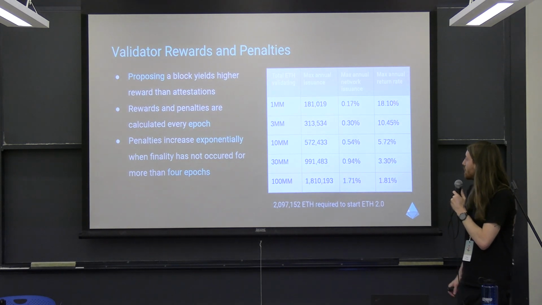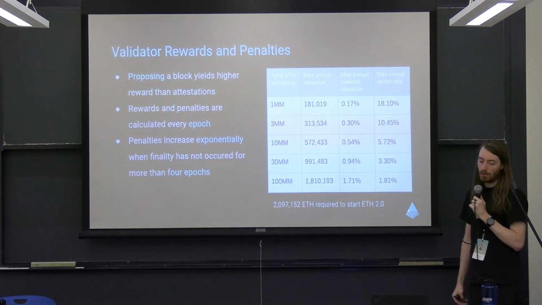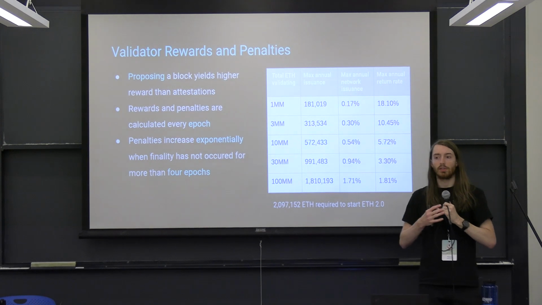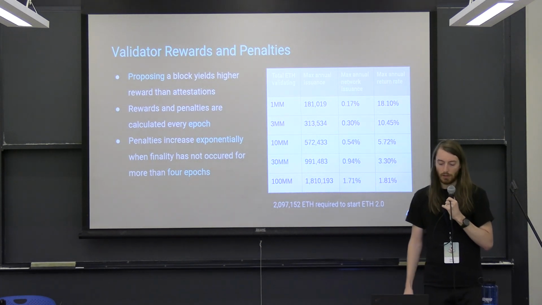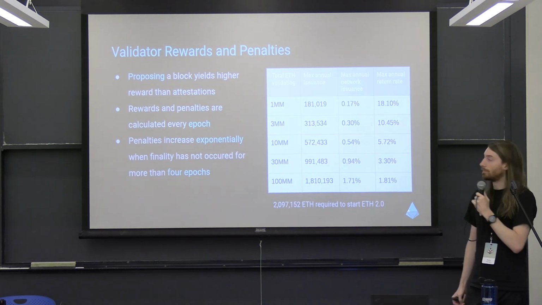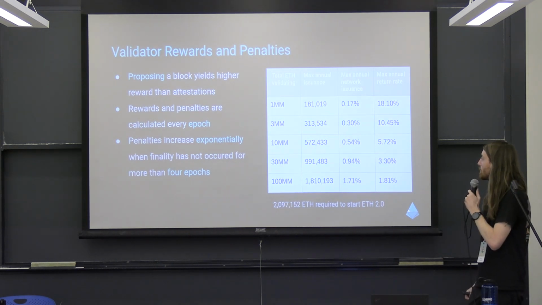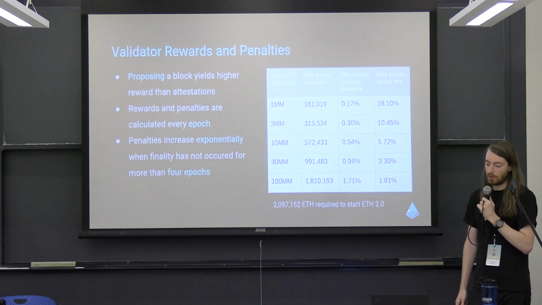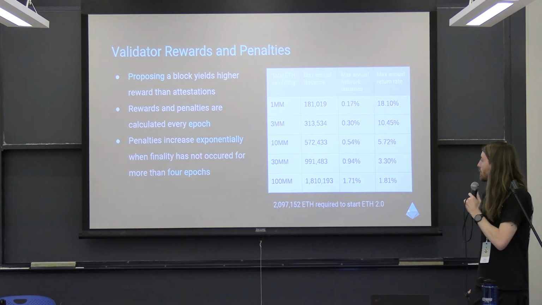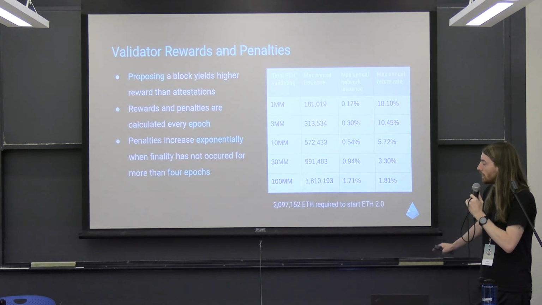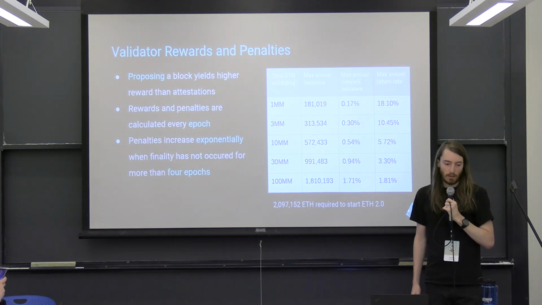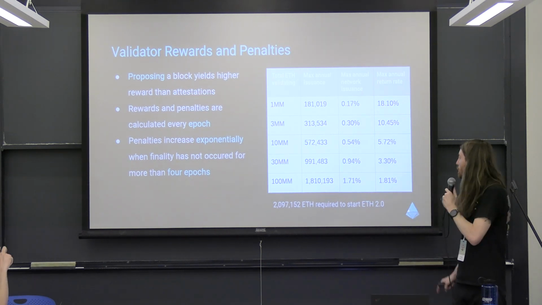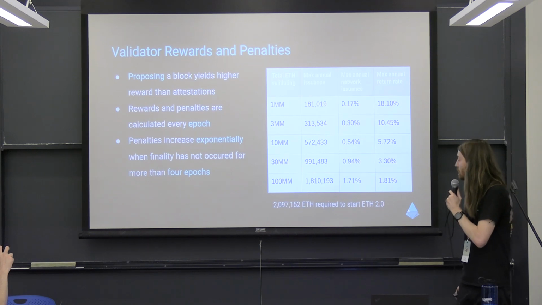So this is sort of what we can expect as the validator set grows, as the committees get bigger, as the registry is bigger. The rewards are lower, decreased in terms of rate of return. But even when you have 100 million Ether, which is getting pretty close to the maximum in circulation, you're still getting 1.8%. So it's not too bad.